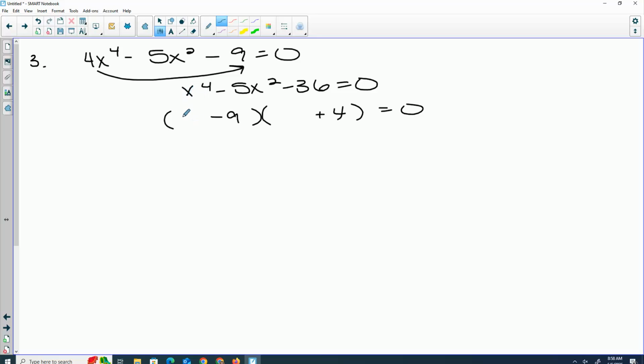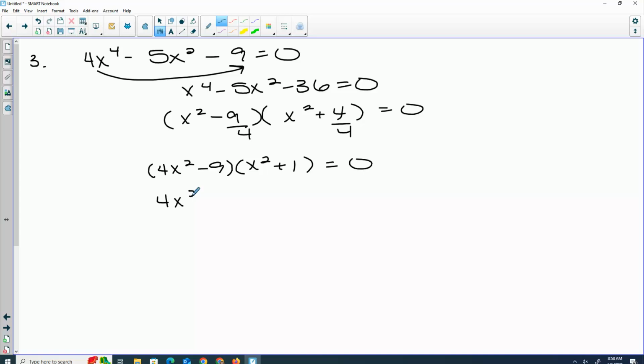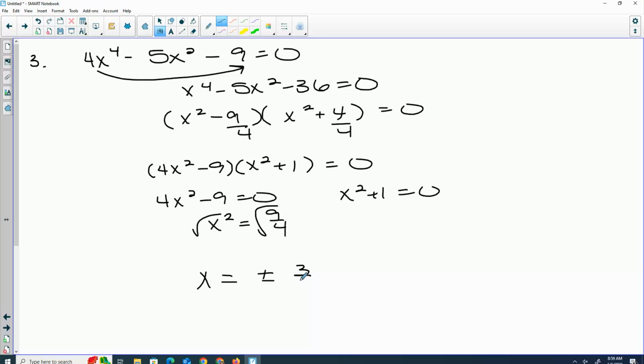Because it's an x to the fourth, that breaks into x squared. Now remember to undo your slip and slide. You start out multiplying by 4, so we divide the 4 back. So then you can set each of those to 0. So if we solve this, we get x squared equals 9/4. Square root plus and minus, so that's plus and minus 3/2.